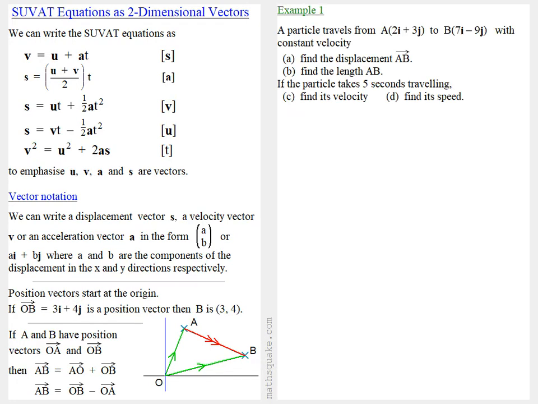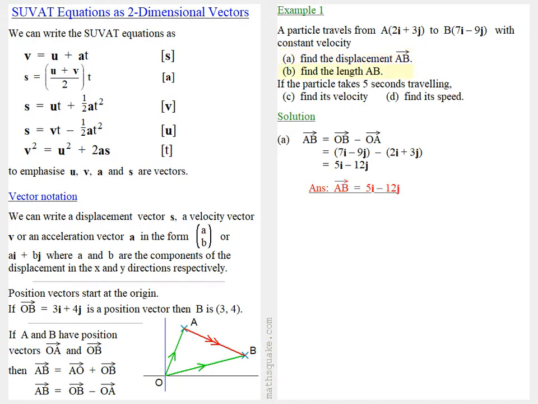Example 1. A particle travels from A, which is 2i plus 3j, to B, which is 7i minus 9j, with constant velocity. In part a, find the displacement AB. Well, to solve this, AB is equal to OB minus OA, so that's 7i minus 9j, take away 2i plus 3j. That's 5i minus 12j. So AB is 5i minus 12j.